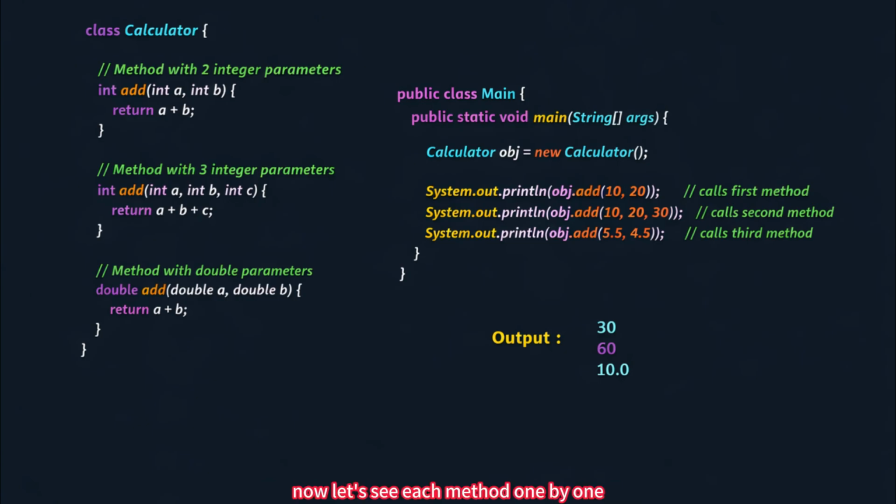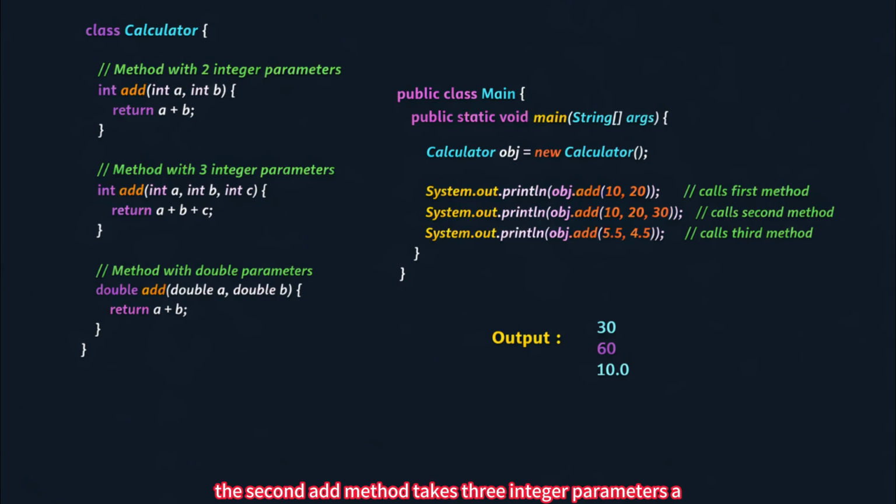Now let's see each method one by one. The first add method takes two integer parameters a and b and returns their addition. int add(int a, int b), return a + b. So this method simply adds two integer values.